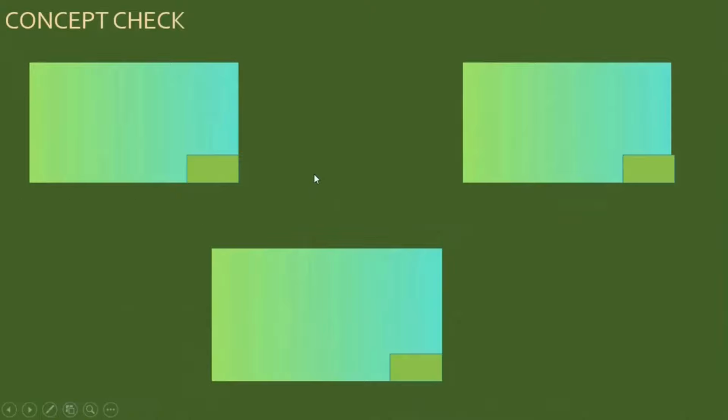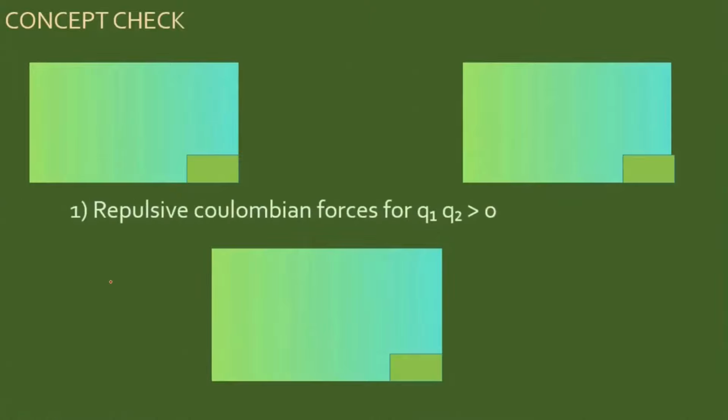the concept check. Now let us see. The general question that can be asked in the exam is about the repulsive Coulombian force. That is, for repulsive force Q1 Q2 is always greater than 0. How can we represent this repulsive Coulombian force? If we have two like charges, that is two negative charges, this one is a negative charge and this one is also a negative charge, so this is the direction where the repulsive forces will be present.